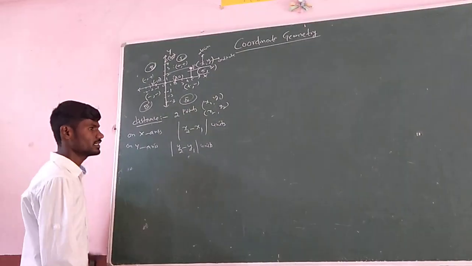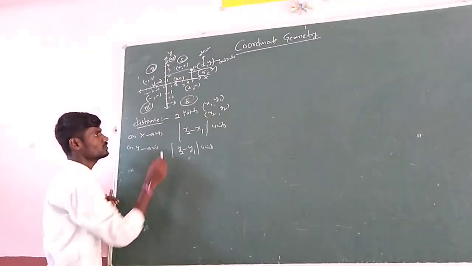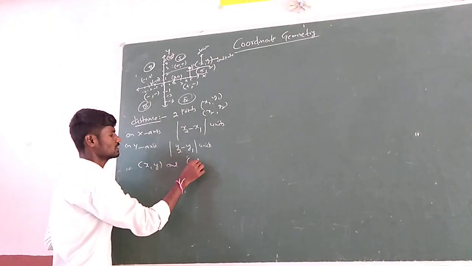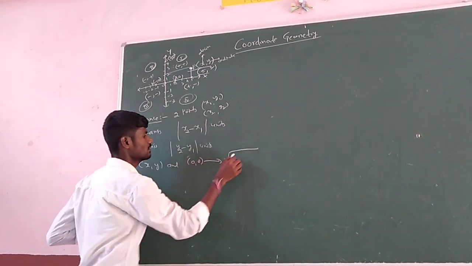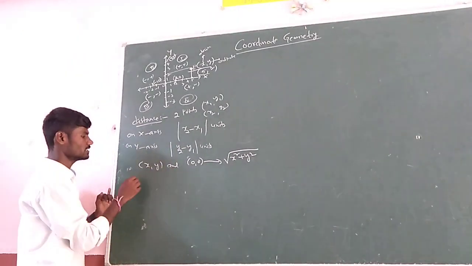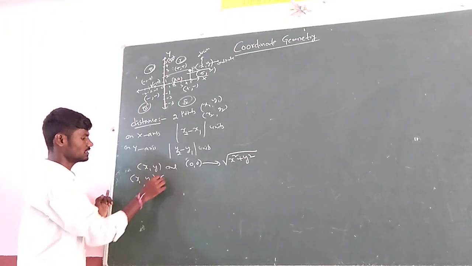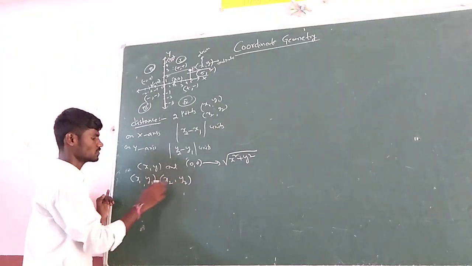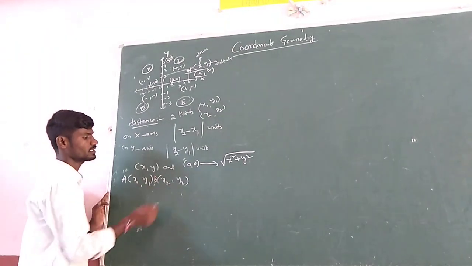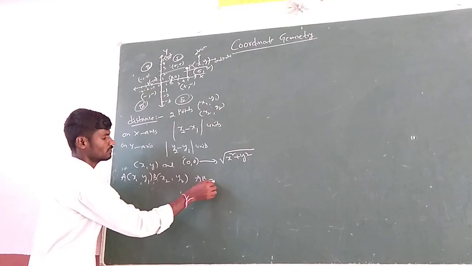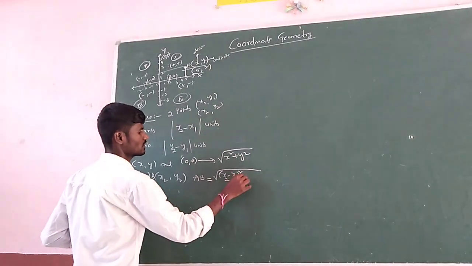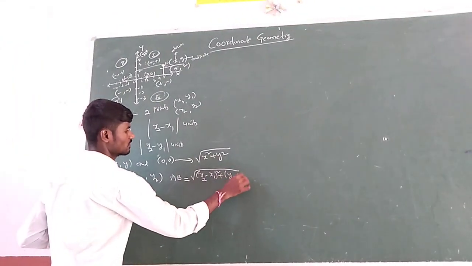And if one of the two points is the origin, suppose one point is (x, y) and the other point is (0, 0), then the distance is directly the square root of x square plus y square. Generally, the standard formula for distance: if A (x1, y1) and B (x2, y2) are the two points, then the distance AB equals the square root of (x2 minus x1) whole square plus (y2 minus y1) whole square.